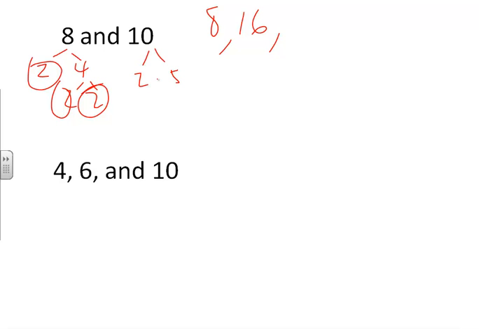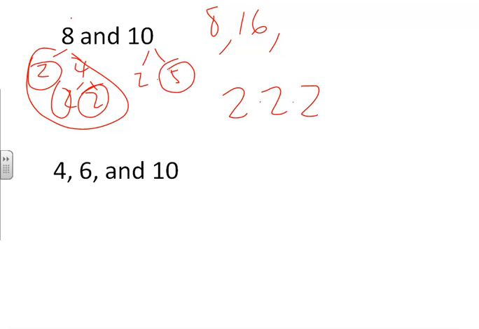So now they both have 2's, so which one has the most? The 8 does. So we're going to take all of these 2's. So we're going to go 2 times 2 times 2. 8 doesn't even have a 5, so we know that the 10 has the most 5's, times 5. So 5 times 2 is 10, times 2 is 20, times 2 is 40. So our greatest common factor, or greatest common multiple, I'm sorry, of 8 and 10 is the number 40.